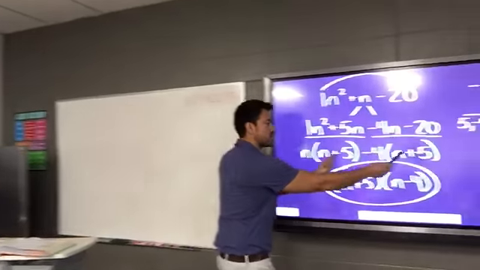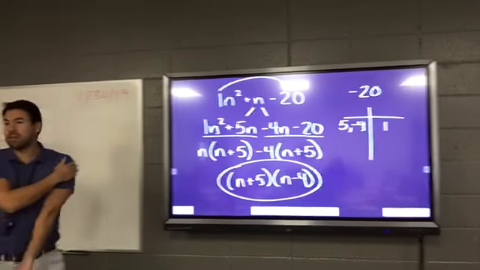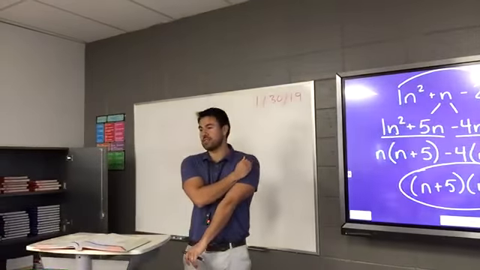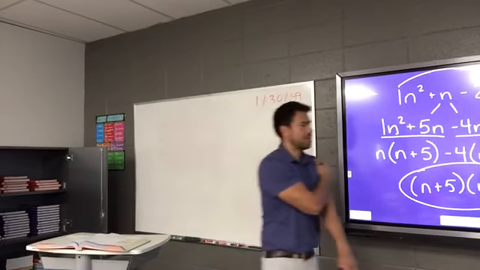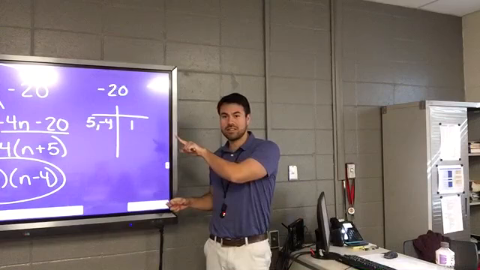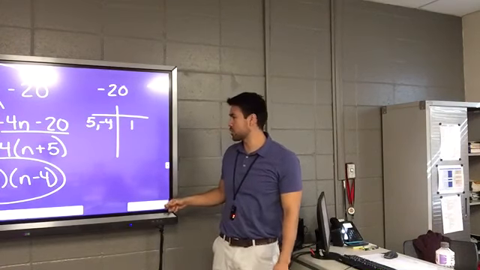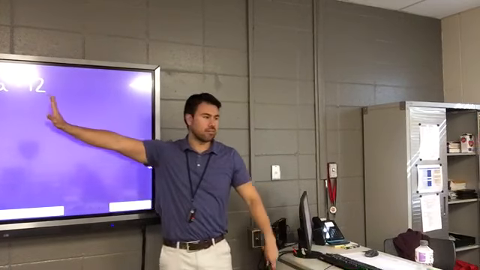So you see these two are the same, and then you do n minus 4. How many of you are getting the bridge method? How many of you realize it works for any of these? Your turn. This is all you now.